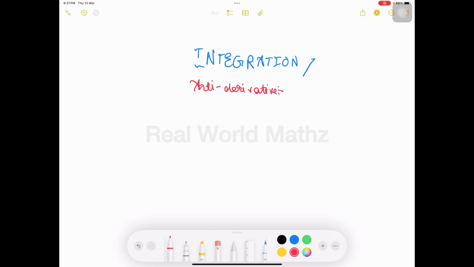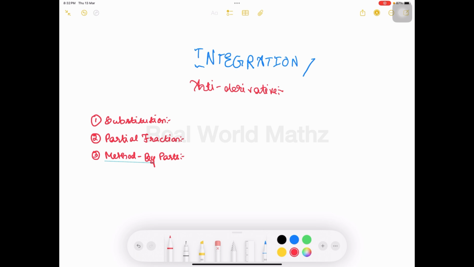Now, in solving integration based sums, we use three important methods. That is, integration by the method of substitution. So, this is the first method. The second method will be on the basis of the partial fraction method. This is the second method. And the last and third one is the method which is by parts.